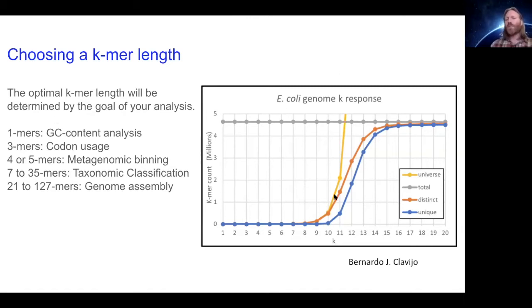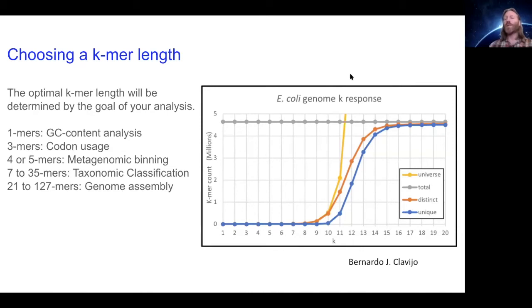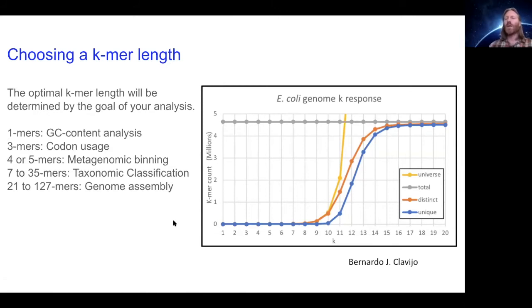The graph on the right here shows the number of Kmers for each K in an E. coli genome. The yellow line here shows the universe of possible Kmers, that's if every Kmer was included. Whereas we're interested in the blue and the orange lines here, showing the distinct and the unique Kmers that are actually found in the genome.